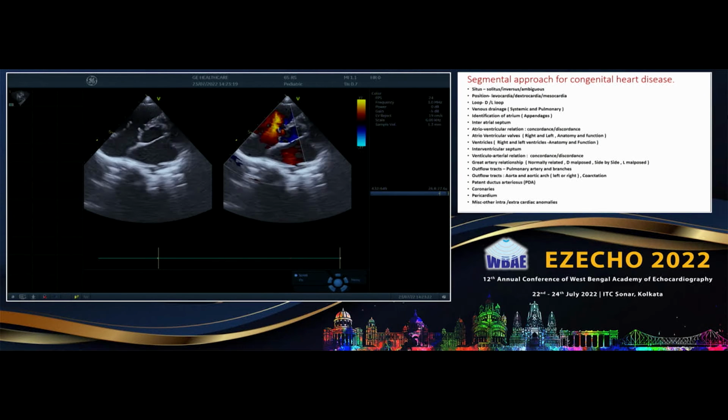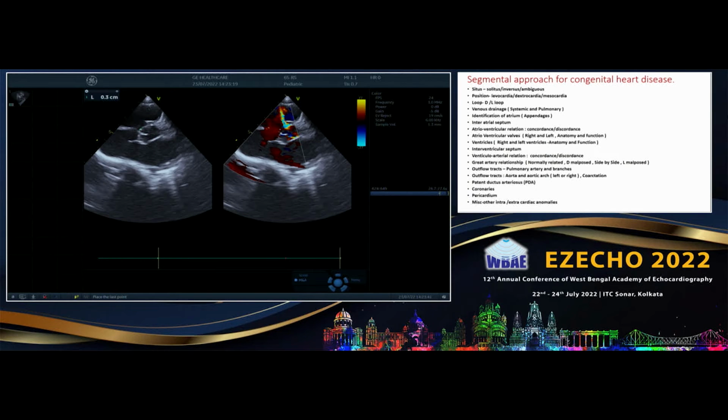So this is the anteroseptal commissure of the tricuspid valve and the non-coronary cusp, in relation to the VSD, that we can appreciate here in the short axis view. You can appreciate this is the septal tricuspid valve, the anteroseptal commissure, and usually this is the non-coronary cusp.